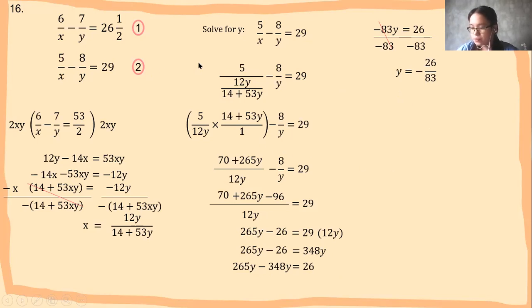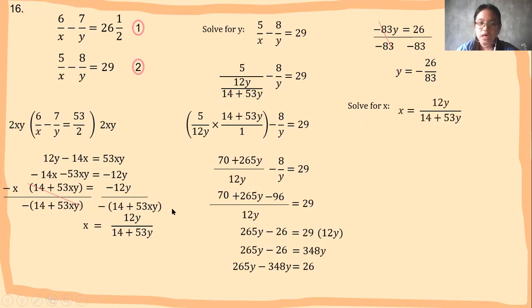So if you reduce it to the lowest term, y is equal to negative 26 over 83. So this will be the value of our y. So let's solve for x using the substitution method.